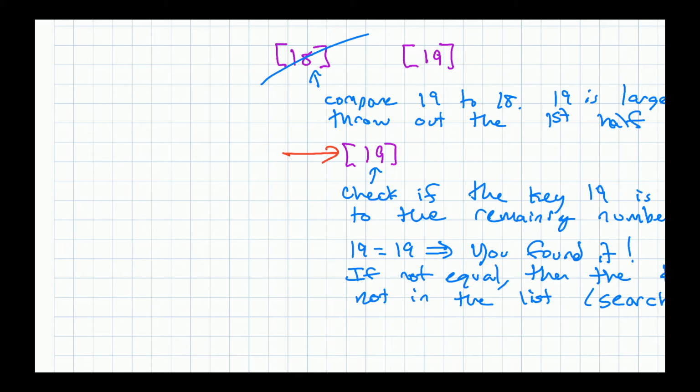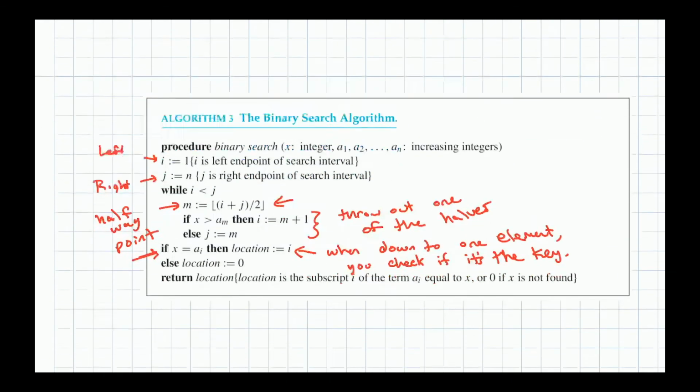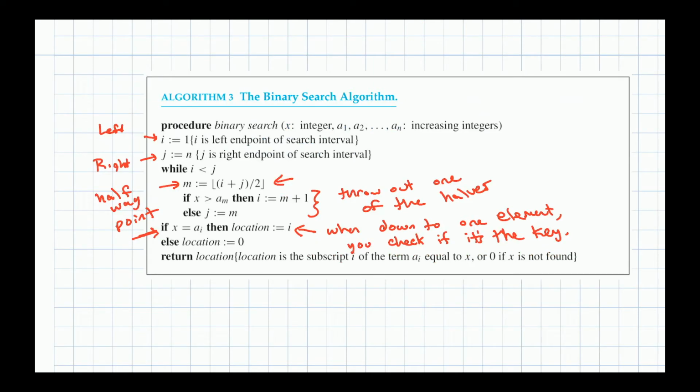If so, whatever the current index is the location of, in this case, the 19. If it was not what we were looking for, then you would need to say that we did not find the 19, and that's the else location equals 0. You say 0 if you didn't find it.